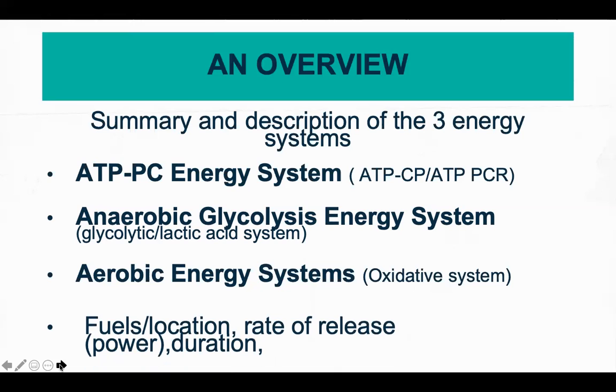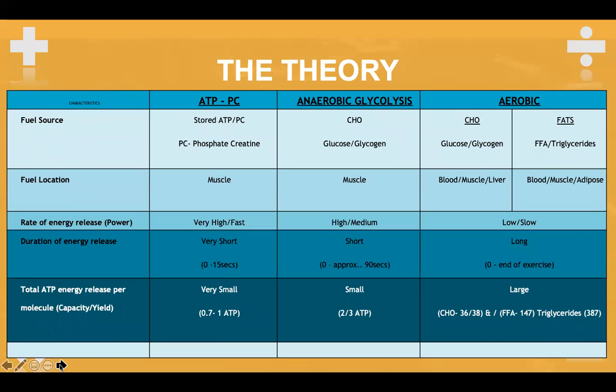We're going to have a look at the fuels and where these fuels are located within the body to create ATP, the rate of release or the power of each of the energy systems, and the duration of each of the systems. So here's the table I put together. Hopefully you find it useful. Feel free to screenshot and take notes. It just talks about all the different characteristics of the three energy systems.